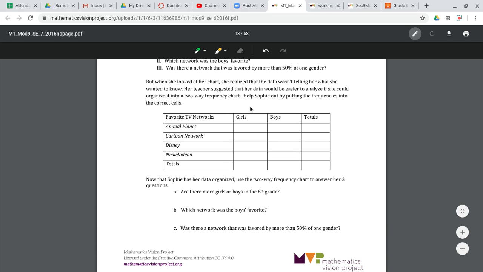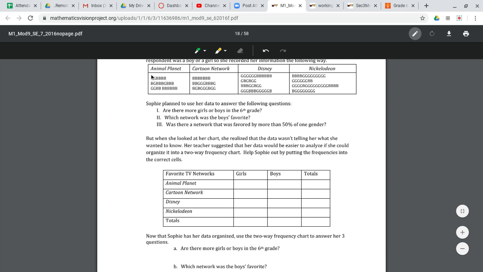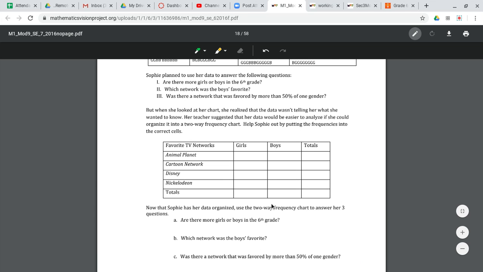So frequency table is your keyword for this lesson because we've been looking at a lot of frequency tables within this lesson. So frequency table is your keyword for this lesson, okay? So like I said, what you're doing is you're counting how many girls and boys there are for each of these different TV networks, and then you'll answer these 3 questions based on your frequency chart or frequency table, which is your keyword.